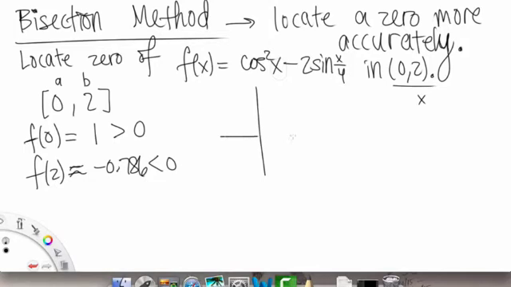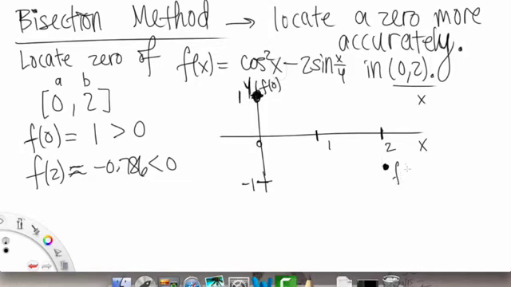So let's draw this on a graph, because we're going to need it. I'll show you what's really going on in the bisection method. Let's say we have 0 and 2: here's 0, here's 1, and here's 2. f of 0 was equal to 1, so here's a positive 1, and I'll draw a negative 1 down here. So this is our f of 0. And f of 2 turned out to be a little more than negative 3/4, so this is our f of 2.